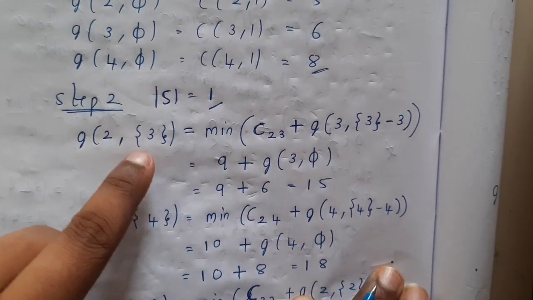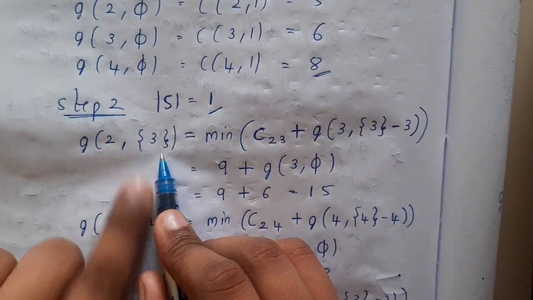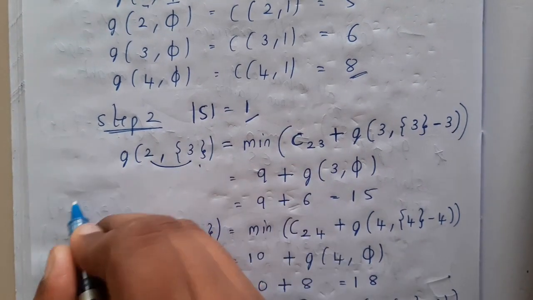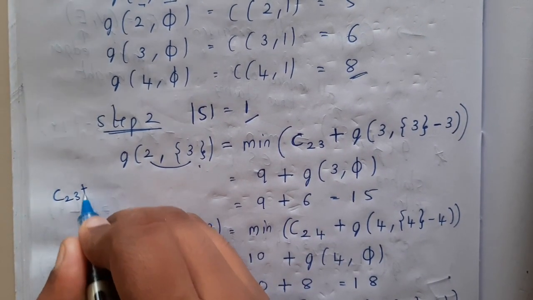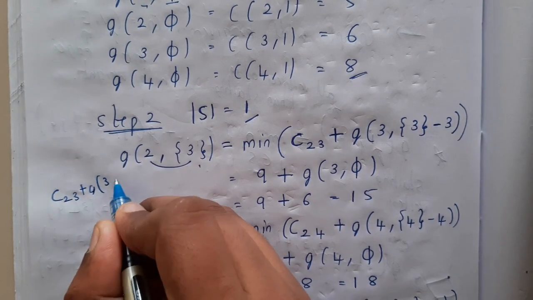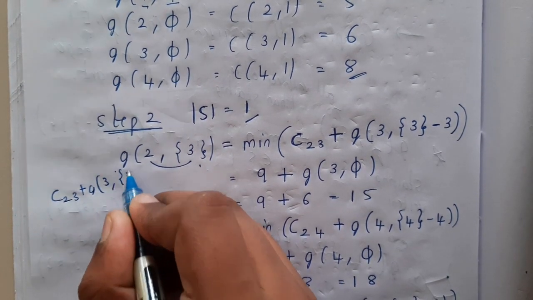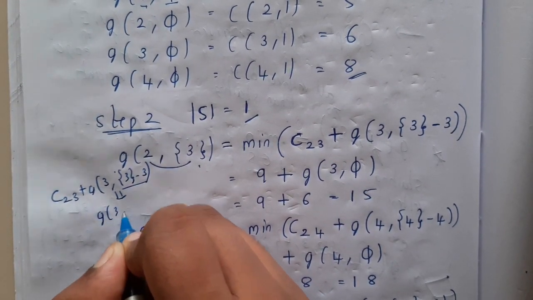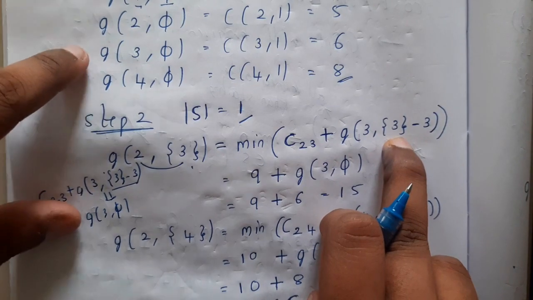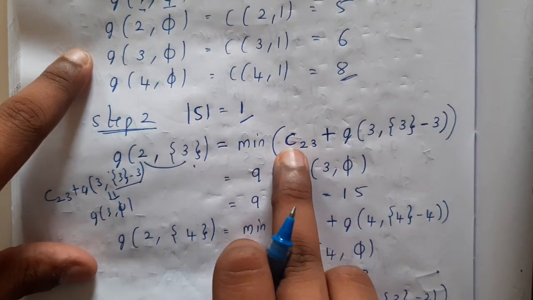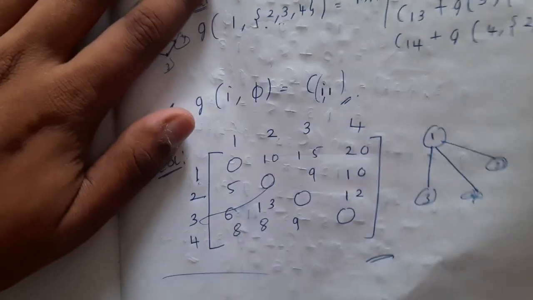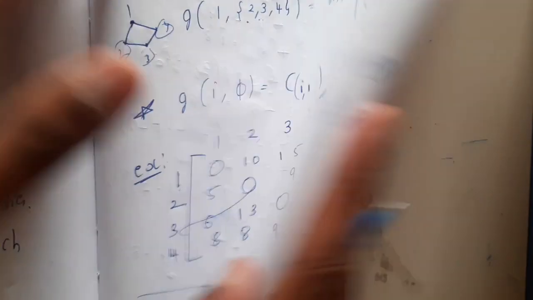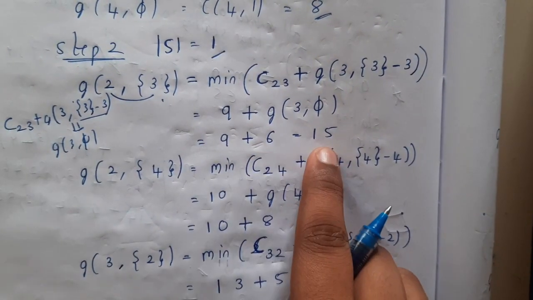So g of 2 comma 3. If you remember the formula I told, all the possible combinations. Here there is only one combination, that is C23 plus g of 3, where I select 3 and from the set I subtract 3. So this is nothing but g of 3 comma 5. Indirectly here we will be using this value. We already know C23, which is already available in our matrix at 2, 3, that is 9. So you will be substituting 9 plus 6, which equals 15.